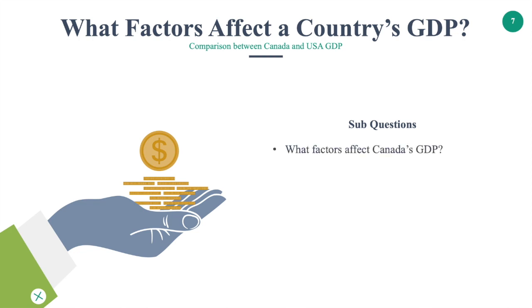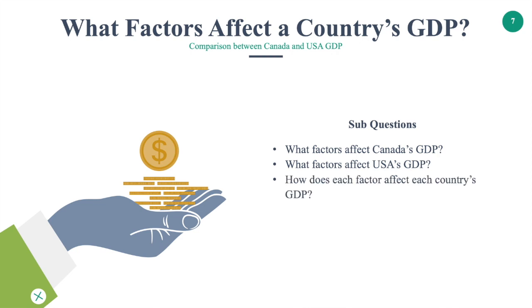After that, we can begin to draw comparisons between both the countries and individually look at which factors affect GDP the most. What factors affect Canada's GDP, what factors affect USA's GDP, and lastly, we will explore what different factors affect a country's GDP.